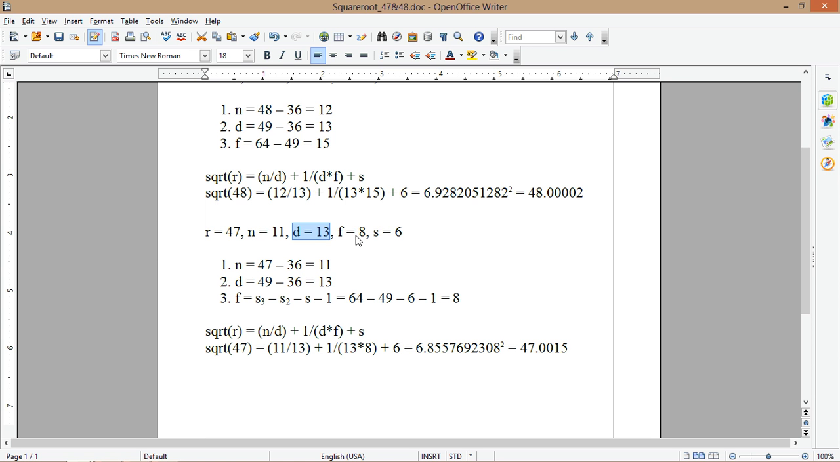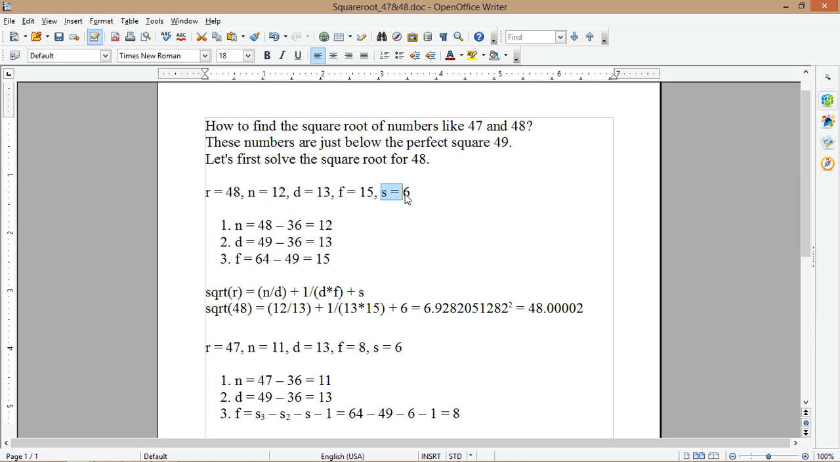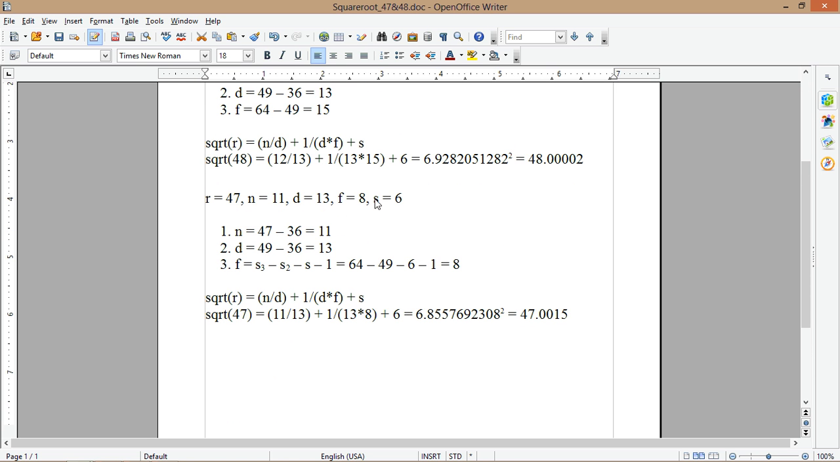I'm going to skip over f for a second, just talk about s. Same thing we did above, right? How do we get s equals 6? It's the square root of 36. Again, the perfect square below 47 is 36, and the square root of 36 is 6. 6 times 6 equals 36. So that's how s is equal to 6.